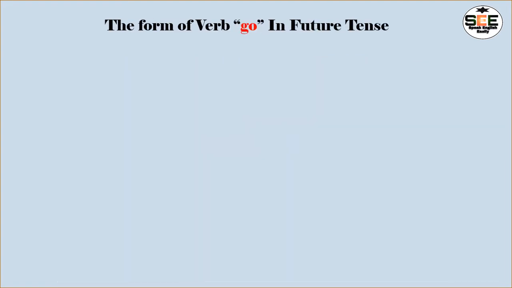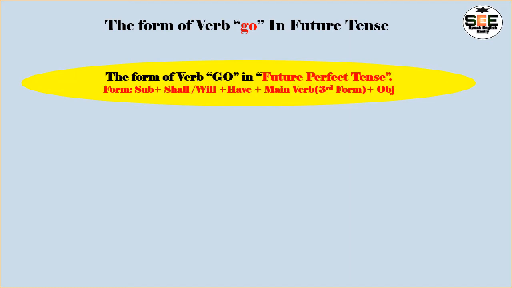The form of verb go in future perfect tense. Here it needs subject plus shall or will plus have plus main verb third form plus object. Yes friend, this is the formation to make a future perfect tense. So if you can understand the formation, then you can easily write a future perfect tense, right?